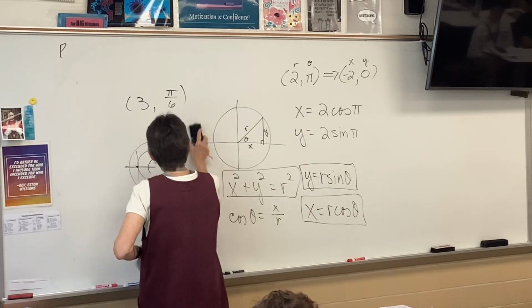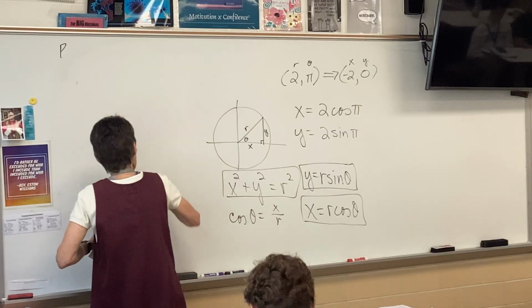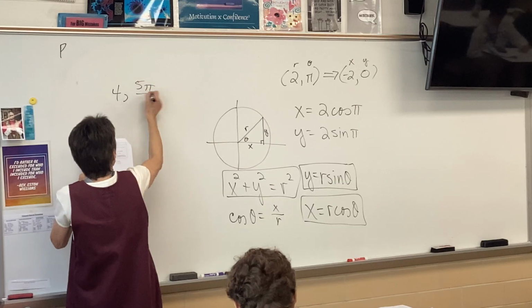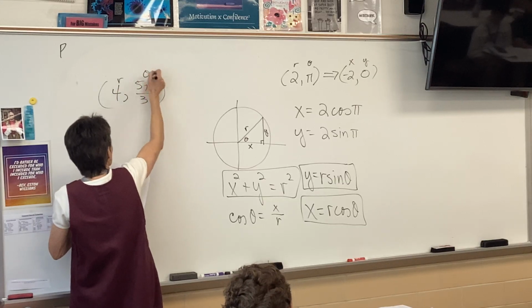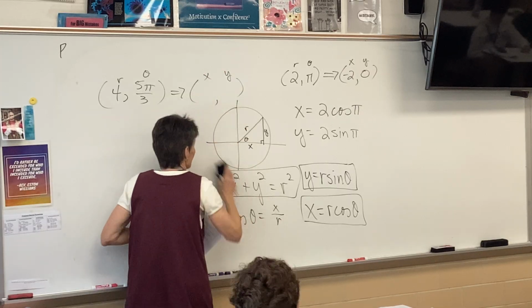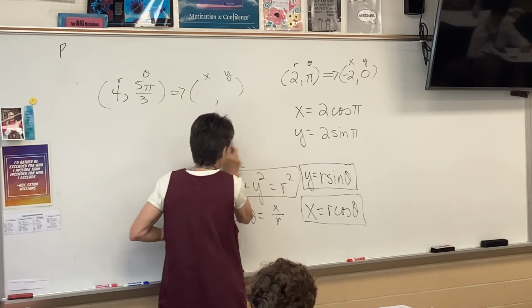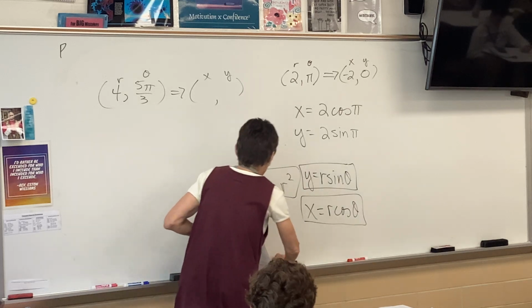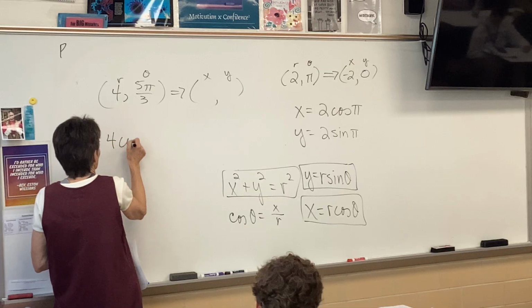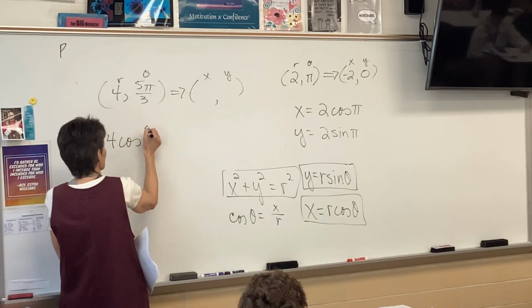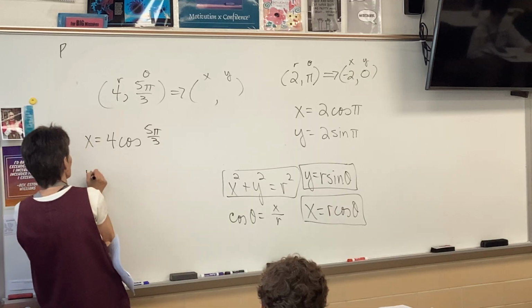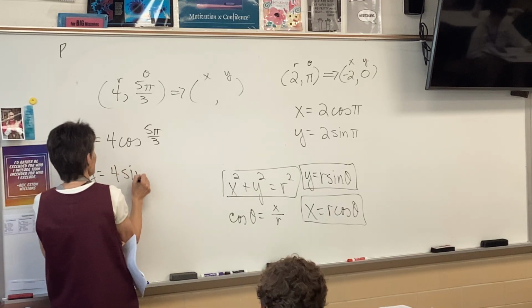It is exactly the same thing. They give you an r and a theta. So this is r and theta, and you are finding x and y. Remember, x will be 4 cosine theta, and y will be 4 sine theta.